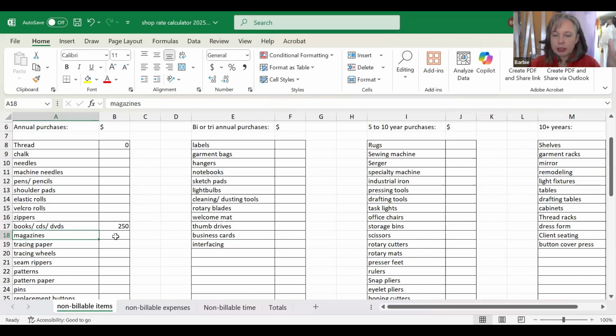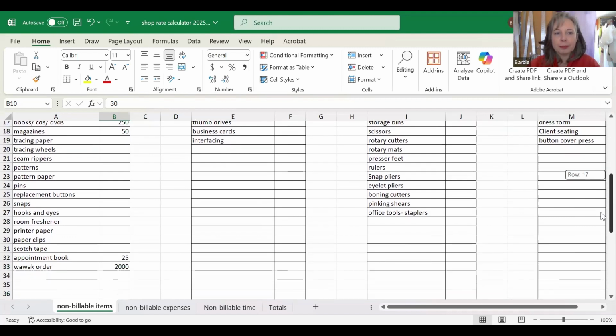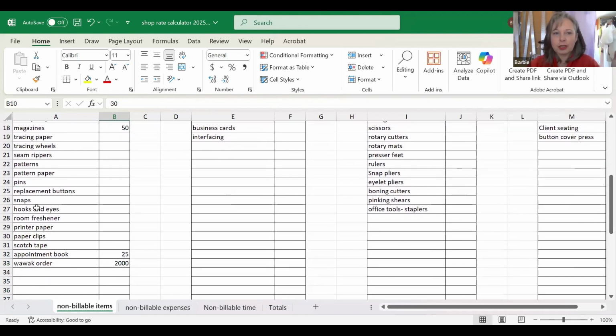I have an embroidery magazine that I subscribe to. Things like that can go in there. And here I'm obviously just pulling numbers out of the air and putting them in there. But really think about it and go through your receipts from last year, your purchases from last year, and see, oh gosh, I really did buy $30 worth of machine needles and hand needles and chalk or whatever kind of things that you purchase to just have on hand for alterations or for things that you can't bill directly to a client.